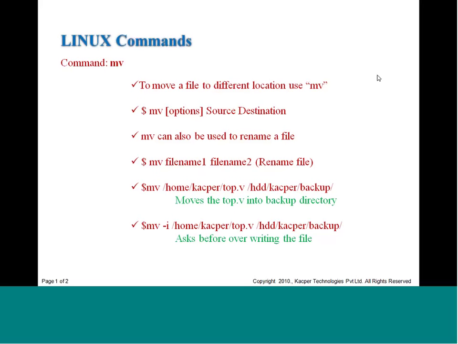Again, the arguments here are the source and the destination, and you can also rename a file, which means that the destination could be specified as a file name rather than a directory name. If you specify the directory name, the names are preserved and it just moves over to the new directory. But if you specify a new file name as the destination, then it moves it and also renames the file to the name that you selected.